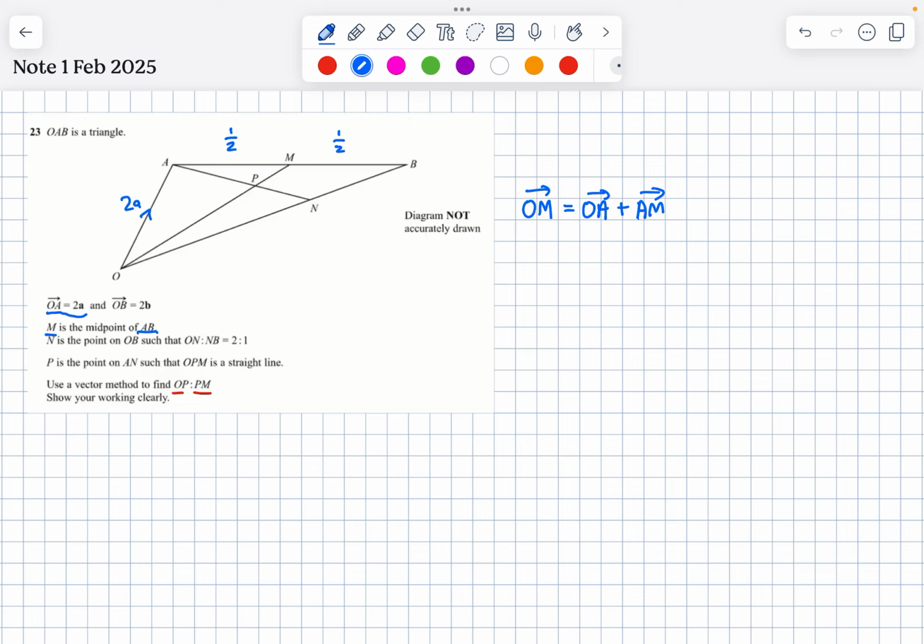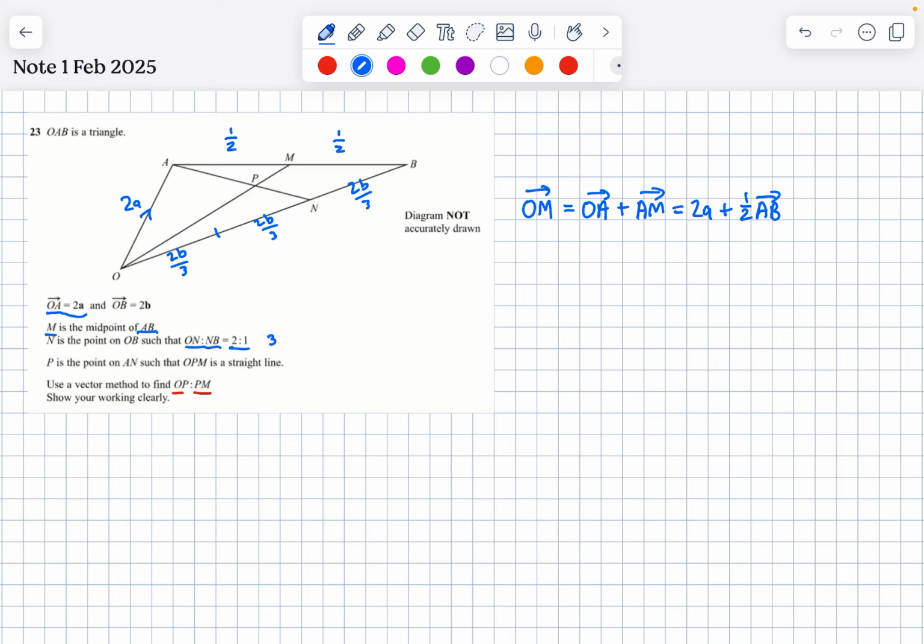It also tells me that OB is 2B, but that OB is split in a ratio of 2 to 1. So 2 to 1 means I've got 3 parts. So I'm going to split my line into 3 parts, and OB is 2B, so my 2B is split into 3 parts. Now that means that OM is OA, which is 2A, and AM is half of AB.